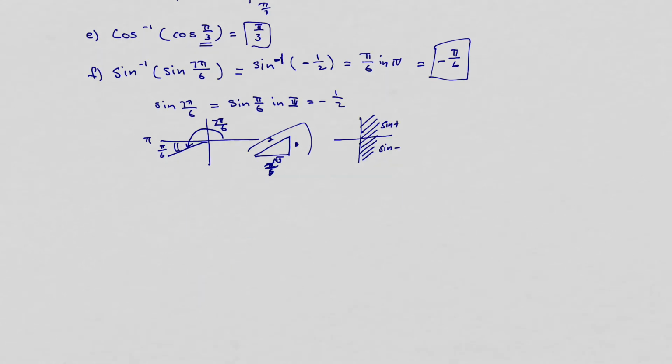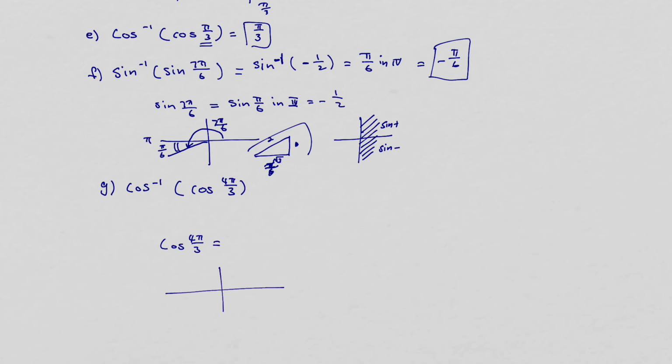When you're doing homework, these are the tricky ones. So I'm going to do one more. So let's look at G, cosine inverse times cosine 4 pi over 3. So 4 pi over 3 is outside of your cosine domain. So then we're going to find the reference angle of cosine 4 pi over 3.